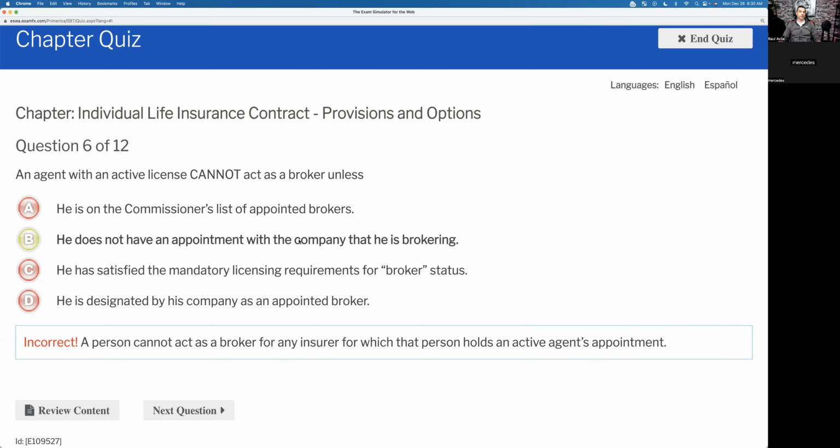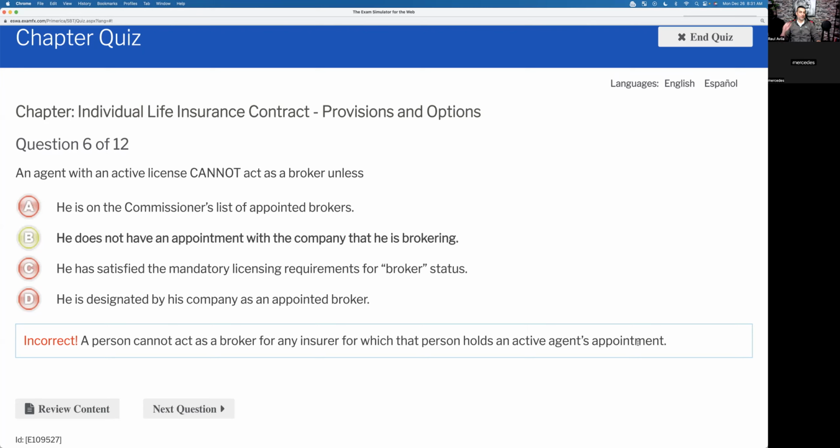Oh man, this is like a double negative, huh? Cannot unless. Yeah, that doesn't make sense. There's triple negatives here. He cannot unless he does not. Whoa, this one's tricky. A person cannot act as a broker for any insurer for which that person holds an active agent's appointment. Wow, this is very tricky. Screenshot it, read it over and over, because it's a double negative. It's like a question that messes with you, you know.